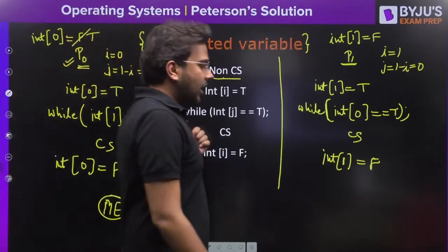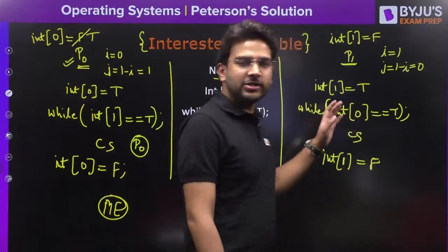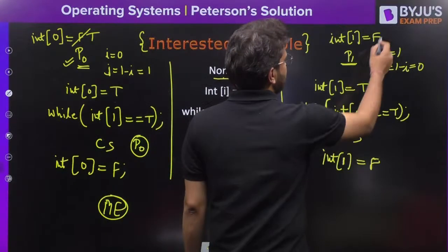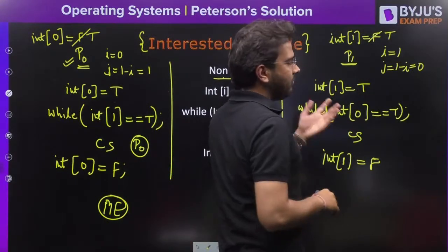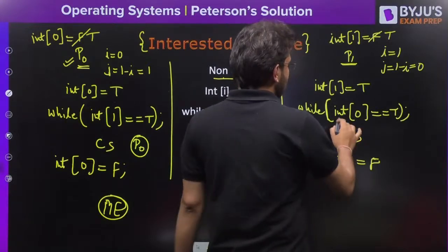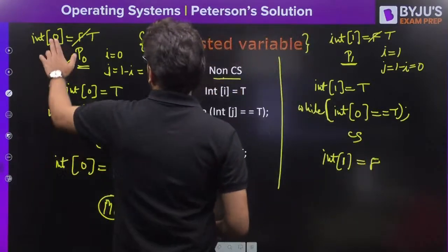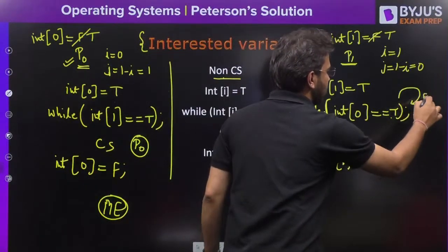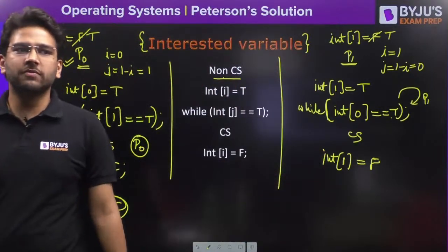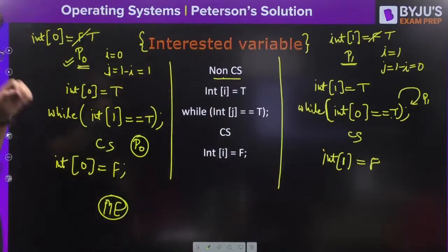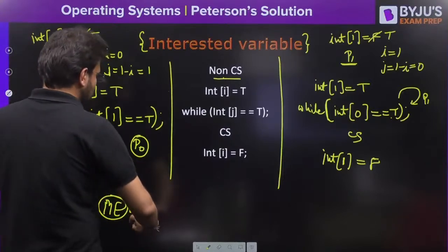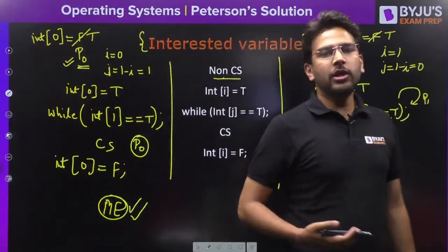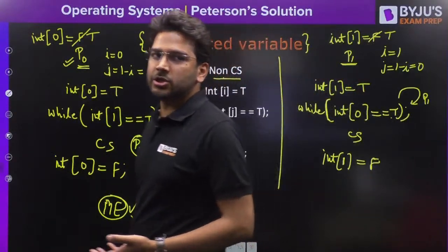Is it clear? Now if P0 is already there in the critical section, let's check whether P1 will be able to access the critical section or not. Int of 1 is equal to true. Fine. Make P1 process also interested for the execution. Int of 0 is true. True is equal to true. Yes, it is true. That means P1 process will do busy waiting here. Is it clear to all of you? So can we say mutual exclusion is satisfied in case of interested variable? Because at a time you are only going to have one process present in the critical section.